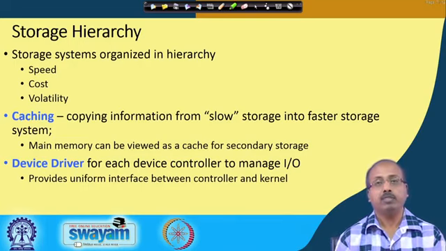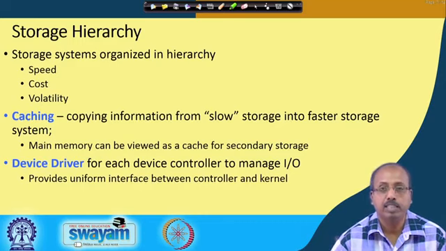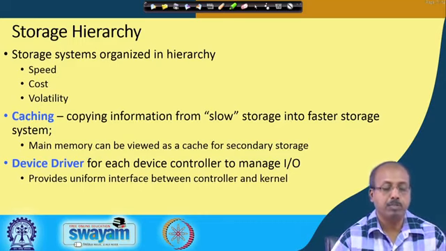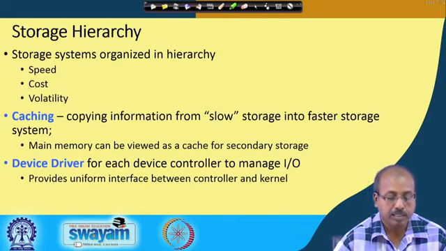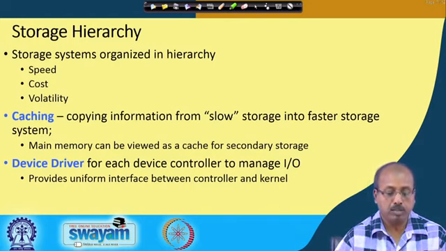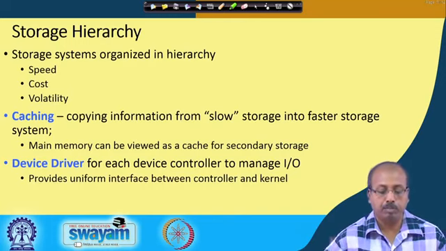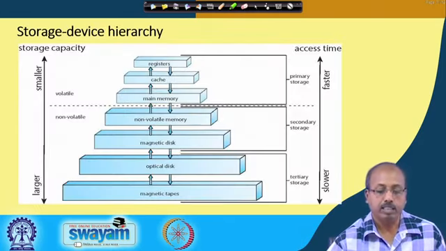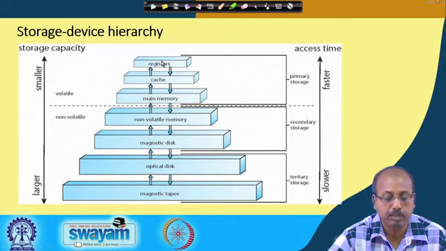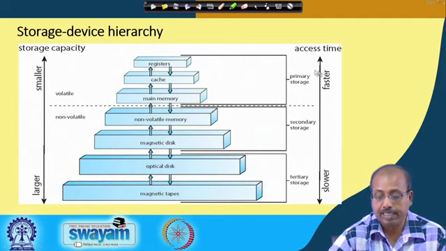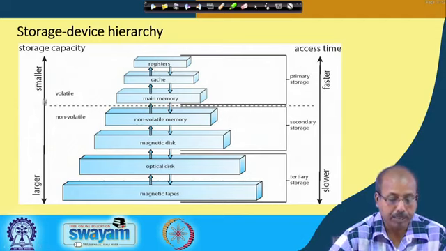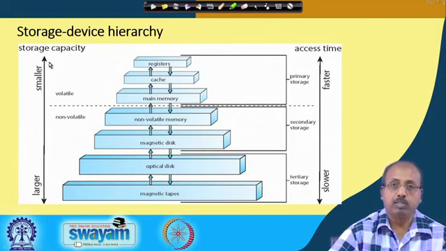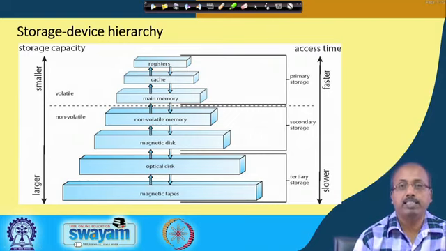This way, starting from the CPU registers and going to the final tertiary storage, we have different values for the speed, cost and volatility figures. We will also be using the concept of caching for copying information from slow storage into fast storage. I will come to this concept slightly later. At the topmost level, we have the registers, for which the access time is the minimum and at the same time the capacity is also the smallest. These are the registers that we have inside the CPU chip.